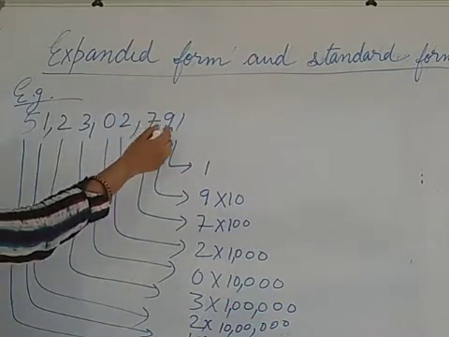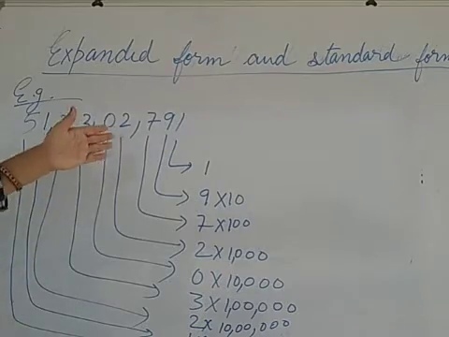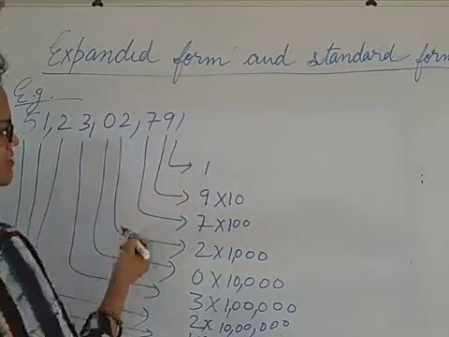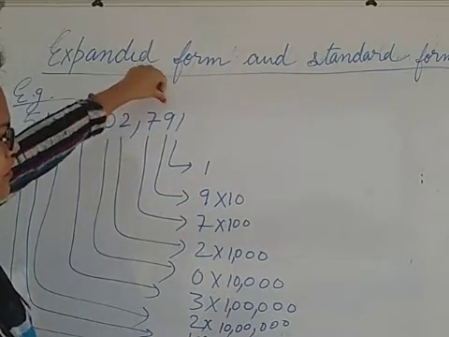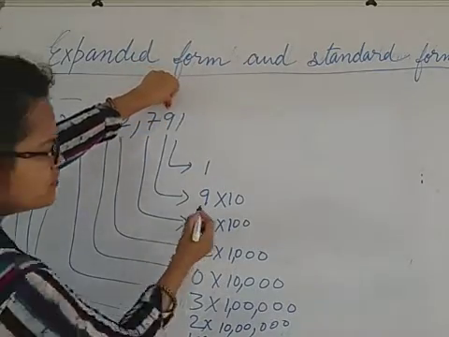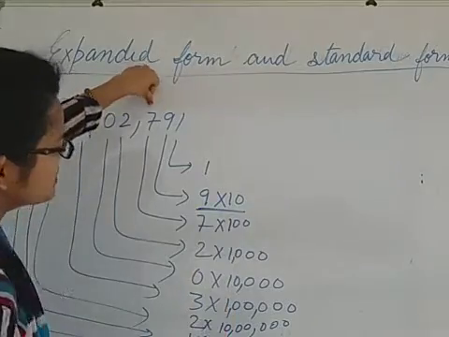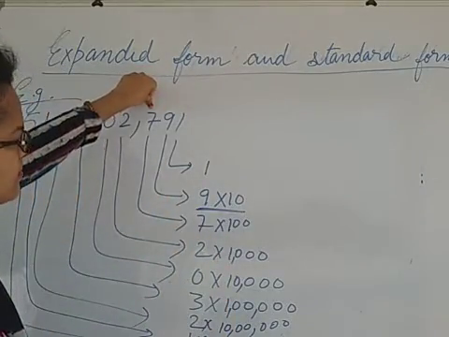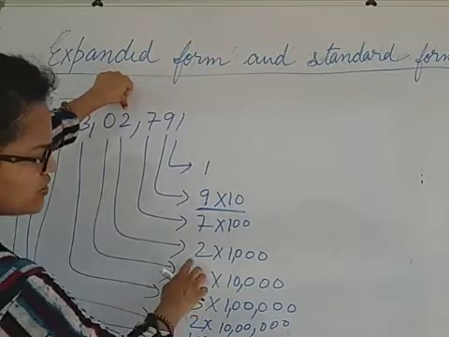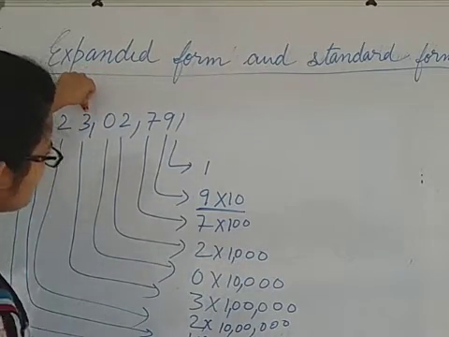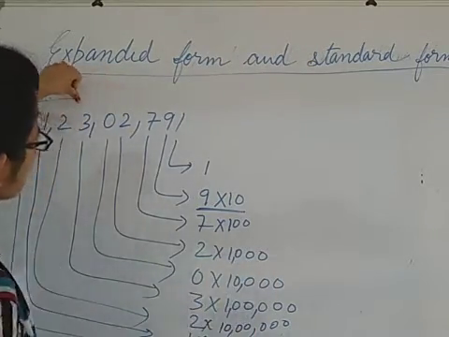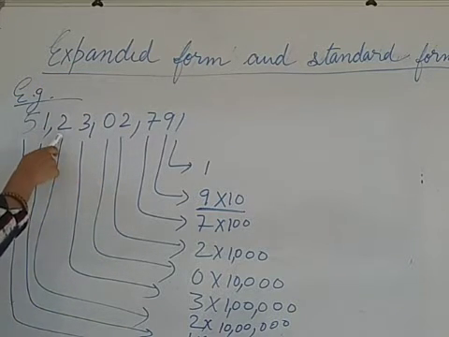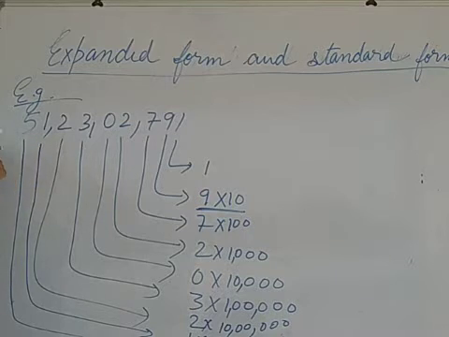So, writing all the digits with their place value. The place value of digit 1 is 1. The place value of 9, it is on the place of tens, so 9 multiplied by 10. Place value of 7, it is on the place of 100, so 7 multiplied by 100 means 700. 2, this is 2000. 3, 0, this is 0. 3, this is on the place of 1 lakh. 10 lakh, crore and 10 crore.